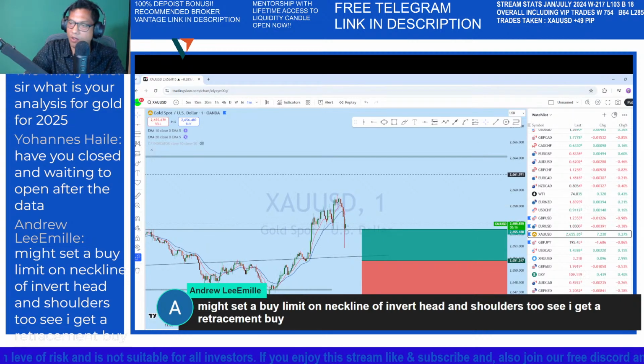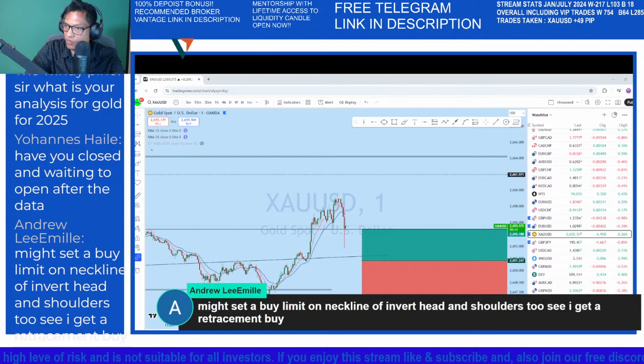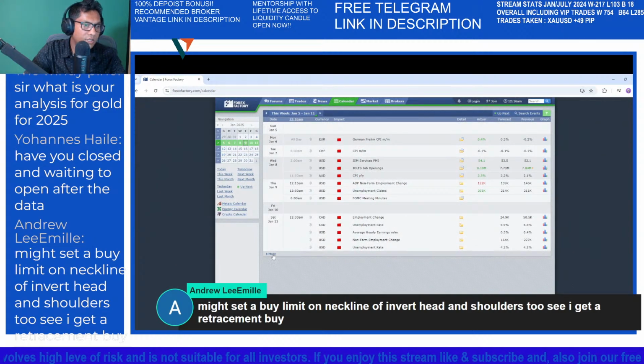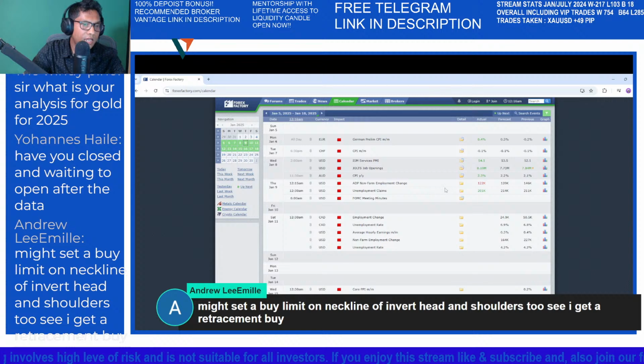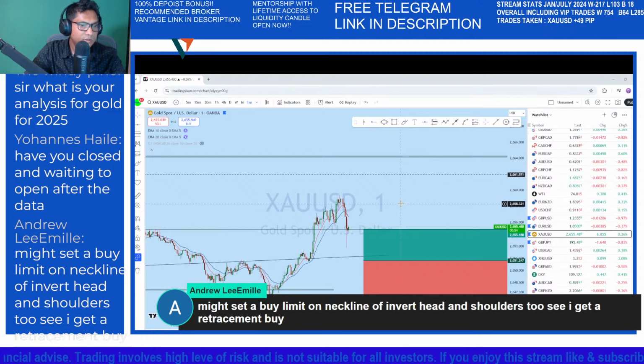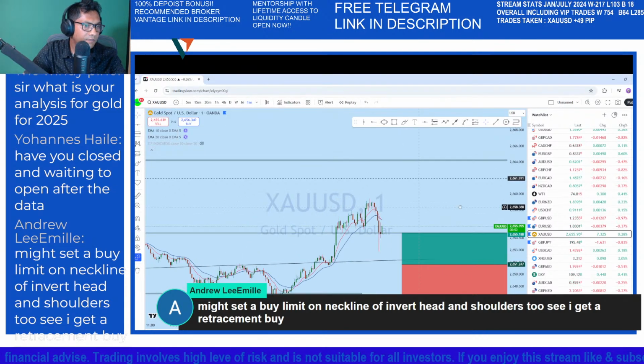What came out to be the outcome of the data? Looking at that, this is the ADP non-farm employment change here, 22k, and unemployment claims 201k. So it's mixed data. Now, what is happening here?